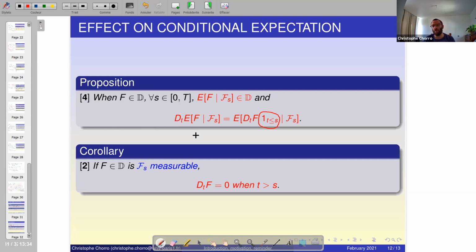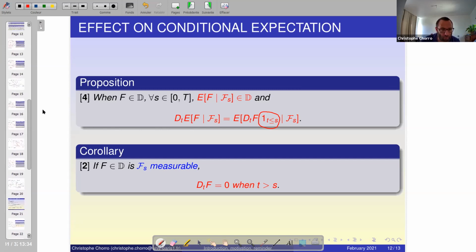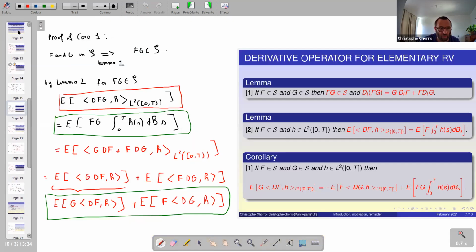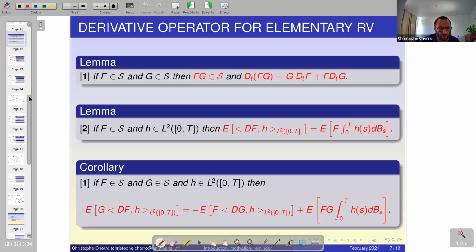I have a nice corollary for this proposition. This corollary tells me that if f is in D and F_s measurable, then D_t of f is equal to 0 when t is strictly greater than s. In fact, I have already seen this kind of result. Let's come back to what I did at the beginning, not here, the very beginning.